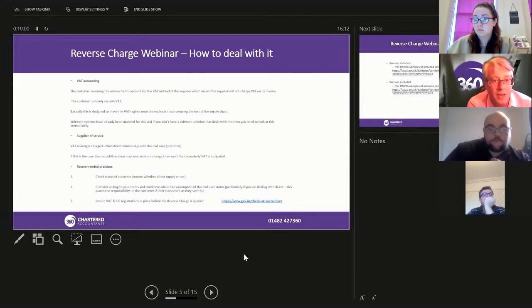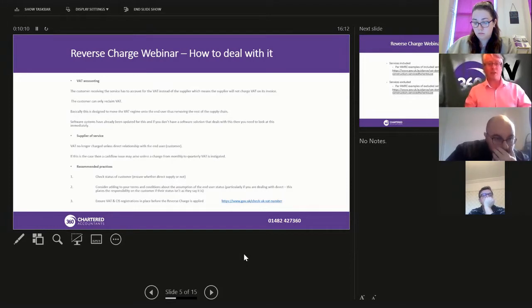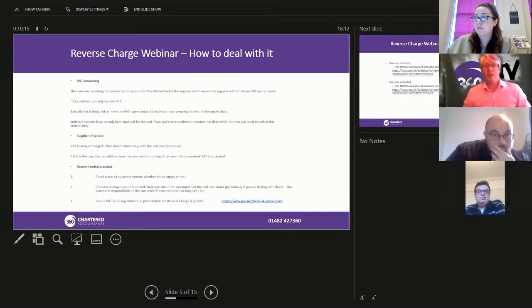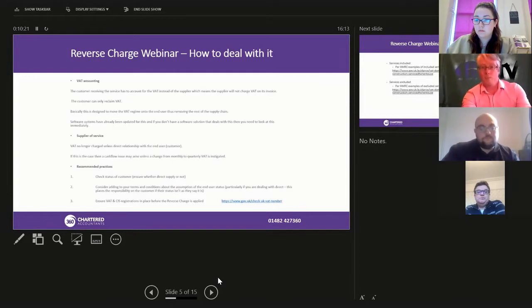Thirdly, ensure the VAT registration is in place before the reverse charge is applied. As you see on there, I'll put a link to where you can check somebody's VAT number to make sure they've got a VAT number and whether it's legitimate. And if you're dealing with people under the CIS regime, you're able to follow whether they're registered on that or not.